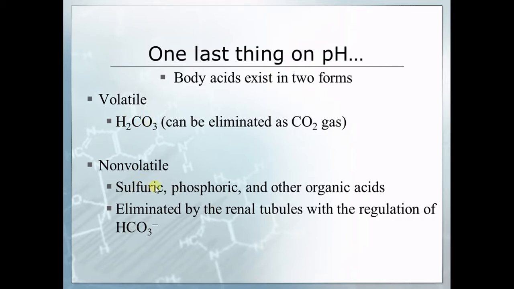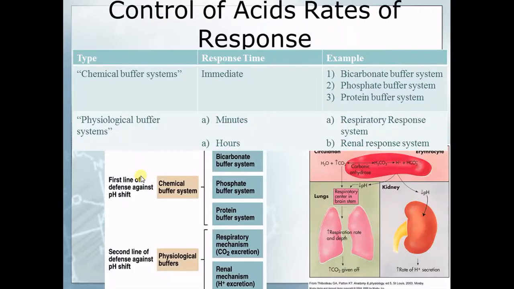Non-volatiles are things like sulfuric, phosphoric, a lot of things that are metabolites of other products like proteins. Those have to be cleared through the kidneys. So again, the lungs and the kidneys, the key players.